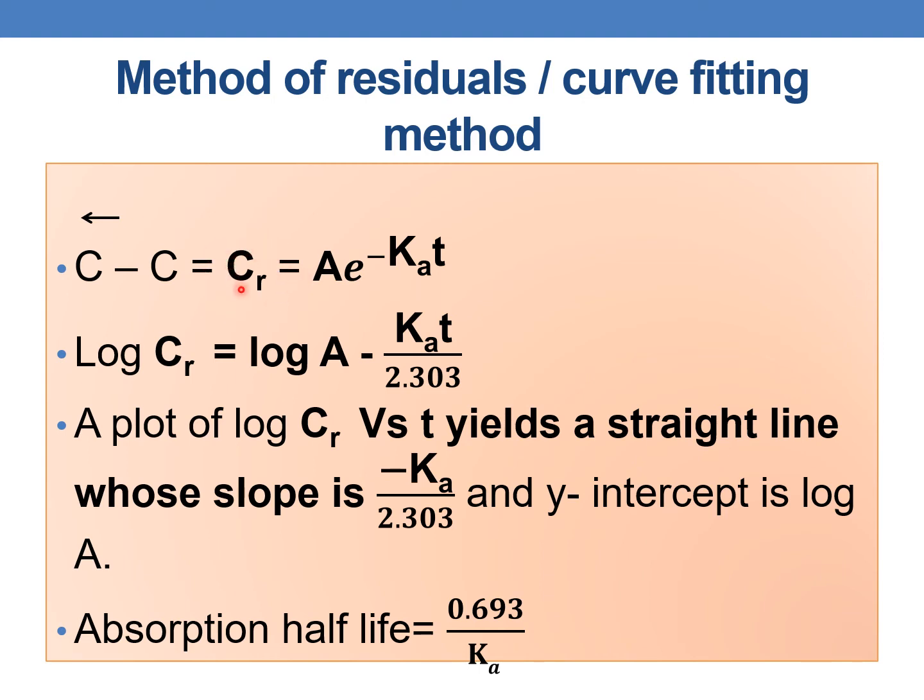Residual concentration yields the absorption rate constant. So log CR equals log A minus Ka t by 2.303, and a plot of log CR versus t yields a straight line whose slope is equal to minus Ka by 2.303, and the y-intercept is equal to log A. From this, the absorption half-life can be calculated as 0.693 by Ka. This is the absorption half-life, not the t half. Please remember.